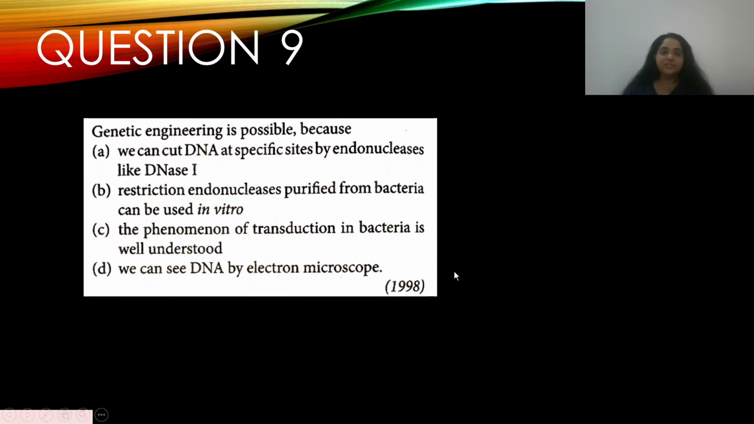Question number 9. Genetic engineering is possible because, and this appeared in the year 98: A. We can cut DNA at specific sites by endonucleases like DNase 1. B. Restriction endonuclease purified from bacteria can be used in vitro. C. The phenomenon of transduction in bacteria is well understood. D. We can see DNA by electron microscope. We already discussed this. The answer is B, restriction endonuclease purified from bacteria can be used in vitro. This was a very major discovery.